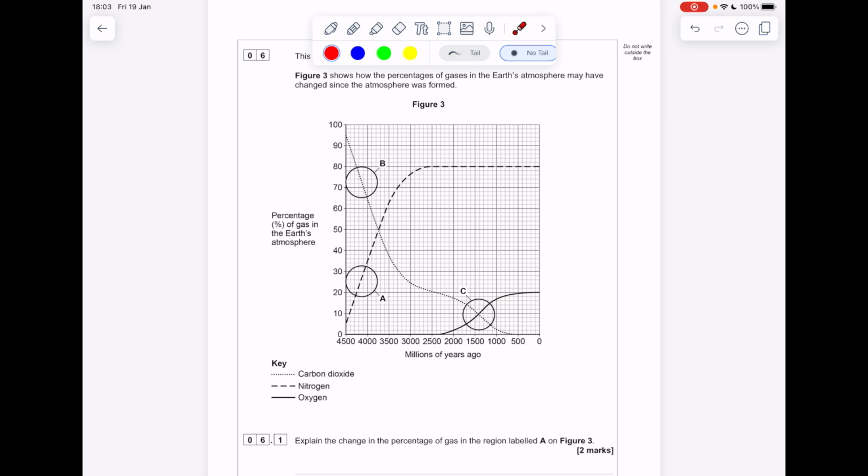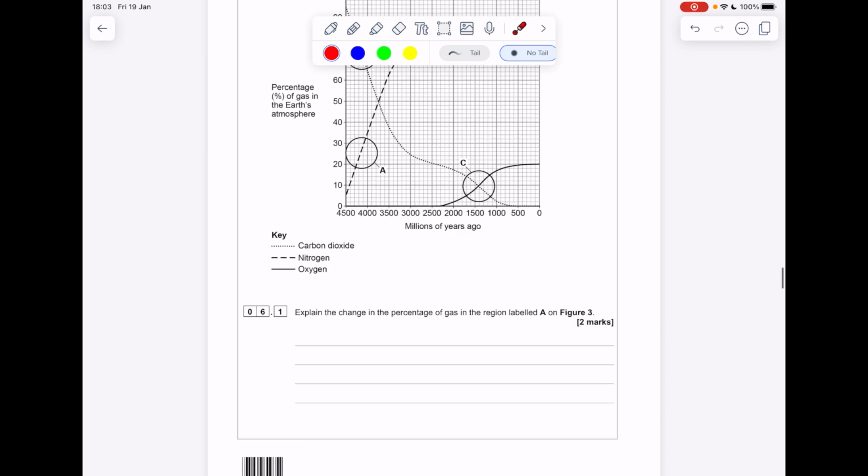Explain the change in the percentage of gas in the region labelled A. So we're zooming in here. So why have nitrogen levels increased? Remember, that's because of intense volcanic activity.